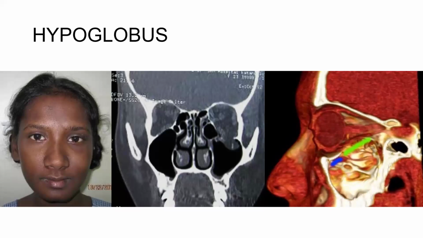So when does hypoglobus occur? It occurs when there is a defect in the anterior floor of the orbit. There is a vertical displacement which ends up in hypoglobus. Whereas if the defect is posterior, it can end up in having an enophthalmos.